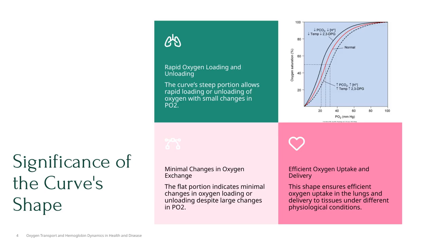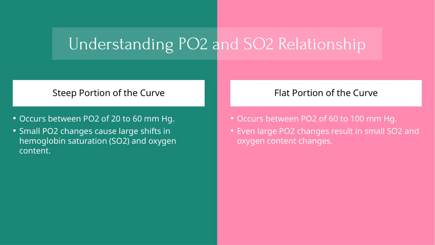Now, let's take a closer look at how oxygen transport works in relation to partial pressure, or PO2, and hemoglobin saturation. Between PO2 levels of 20 to 60 mmHg, we see what's called the steep portion of the curve. This means that small changes in PO2 here actually cause large shifts in hemoglobin saturation, or SO2, and the amount of oxygen carried. This is really important because it shows how efficiently hemoglobin can load or unload oxygen in those critical ranges.